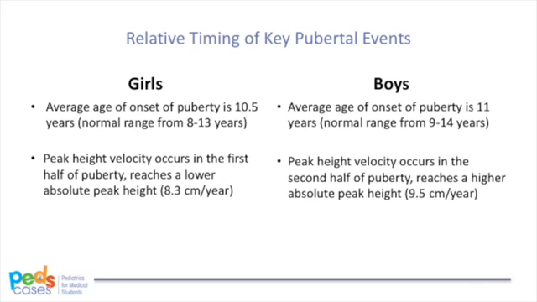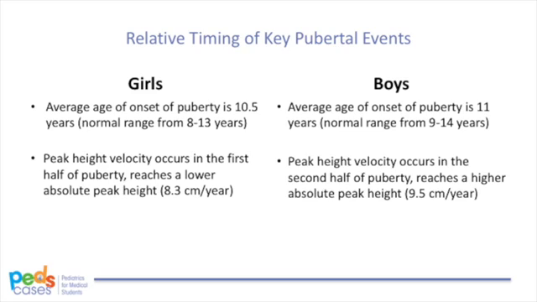The timing of the peak height velocity also differs between girls and boys. It occurs in the first half of pubertal development for girls, before menarche. For boys, the peak height velocity occurs in the second half of puberty. Furthermore, for girls, the peak height velocity, with an average of 8.3 centimeters a year, is less than the peak height velocity for boys, with an average of 9.5 centimeters per year.